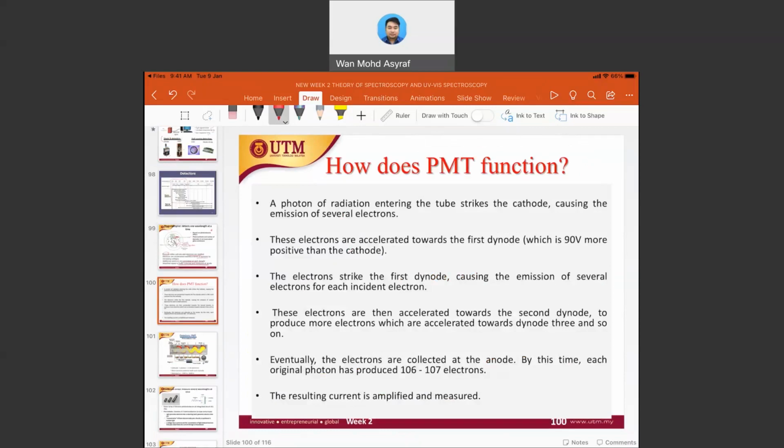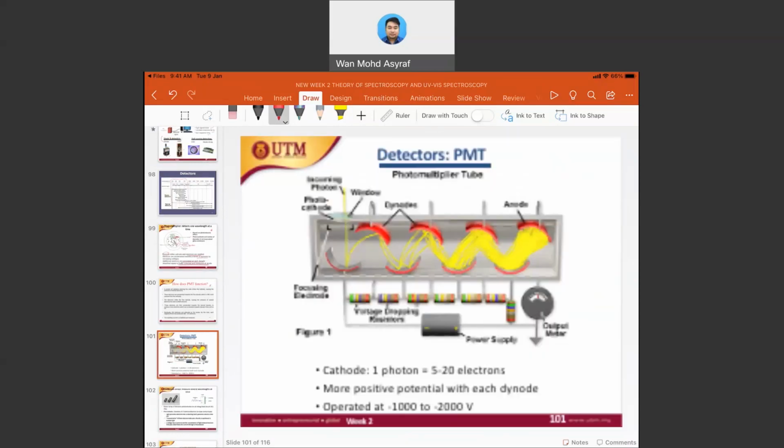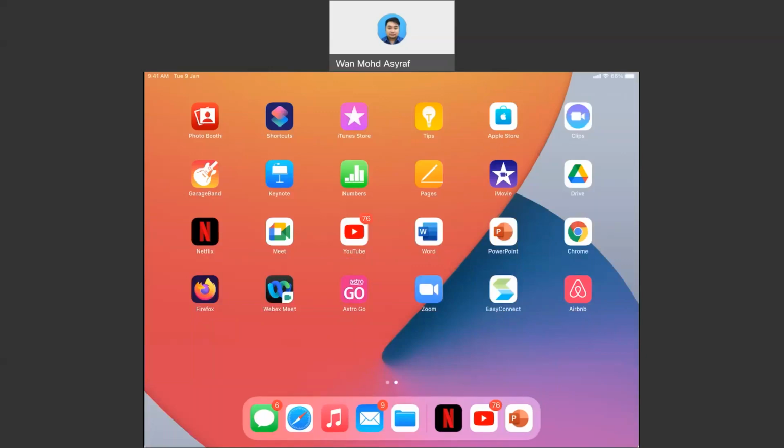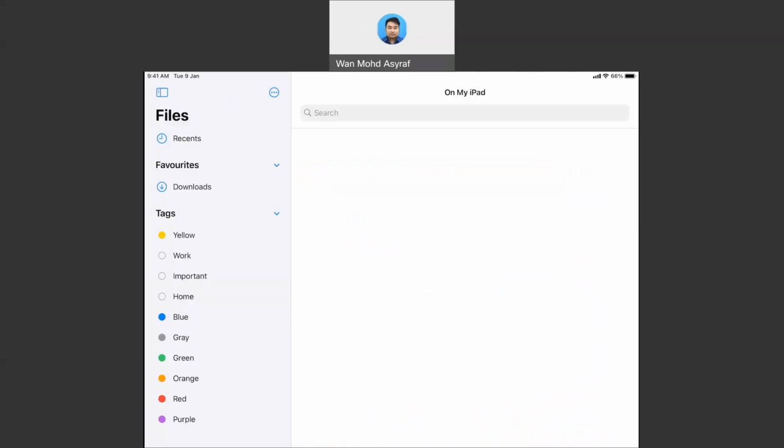This is also an explanation of how photomultiplier tubes function. I believe that you can read this on your own, but this is also important for you to be able to explain it later on. I don't know why it keeps on shutting down. Sorry for that.